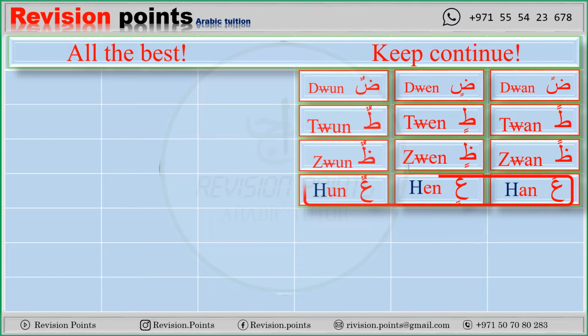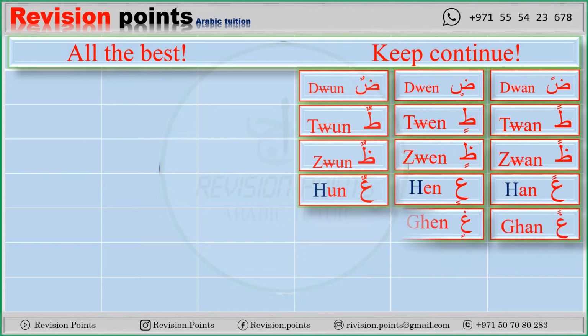Ain also does not have a suitable pronunciation in English, so we have to make a sound from the middle part of the throat. So A, ri, ru. A, ri, ru.